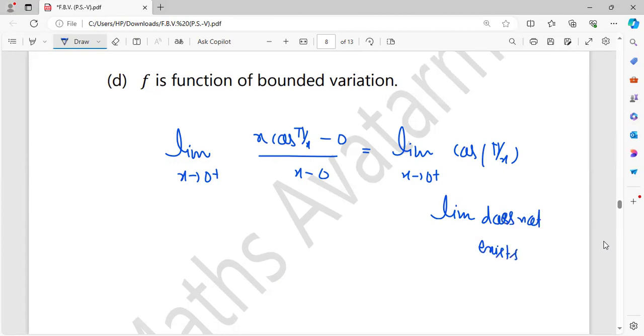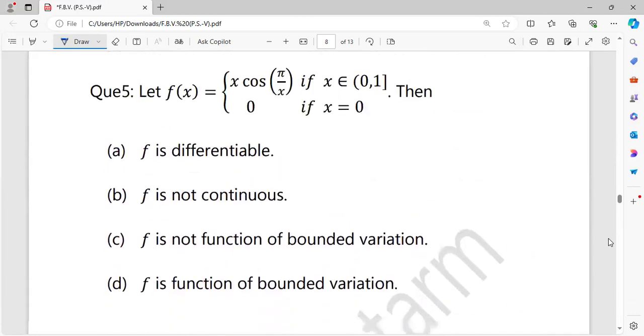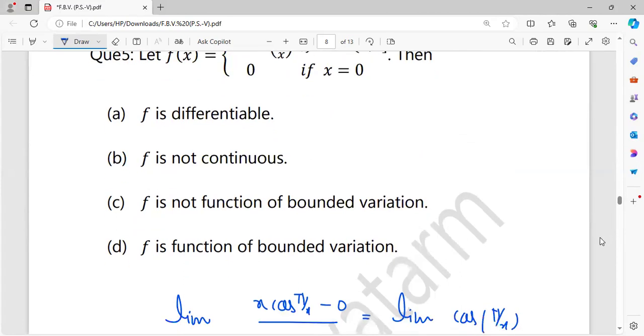So this implies f is not differentiable at 0. So option number A is not correct. But this function is continuous, you can check that f is continuous actually. Now, is f a function of bounded variation? You use question number 3.